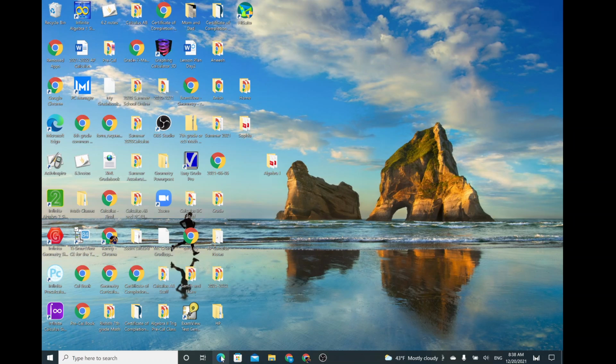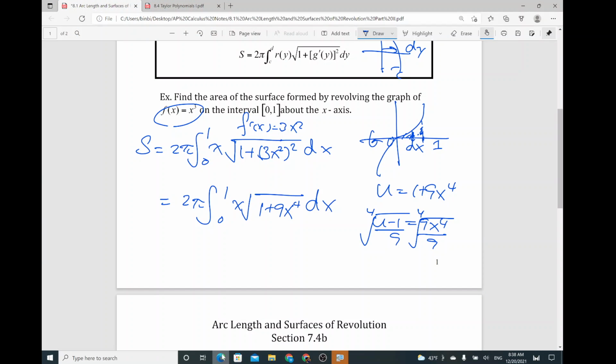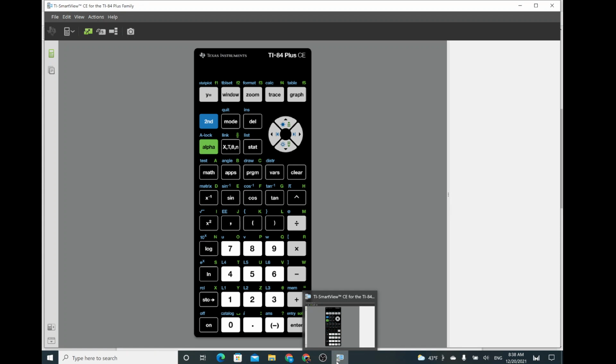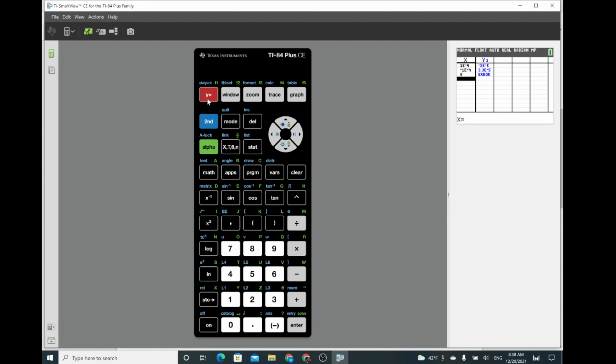Okay, so going back to the problem here. It's 2 pi times the integral from 0 to 1 of x square root of 1 plus 9x to the power 4. Okay, so go to that. So x times square root of 1 plus 9x to the power 4.